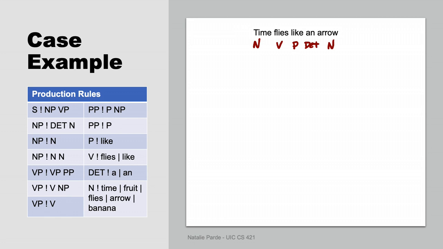Now, it looks like there's only one top-level production rule, so we'll go with that, and we'll end up branching down to a noun phrase and a verb phrase. Now, there are a few different production rules for noun phrases. We'll go ahead and select the middle one. There are also a few different production rules for verb phrases, and we'll select the first one.